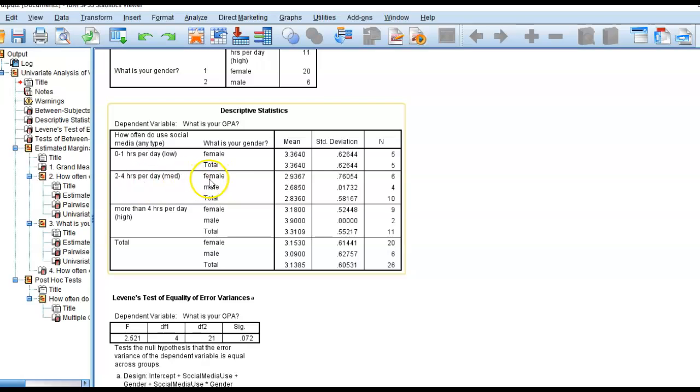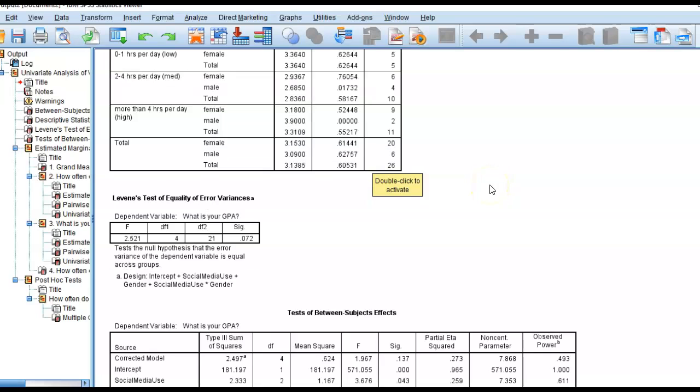Moderate female users had a GPA of 2.9. Moderate male users had a GPA of 2.65. See where I'm going with this? High female users had a GPA of 3.1. High male users had a GPA of 3.9. And so forth. We are going to use this data in a minute to create a graph, and I'll show you how in a sec.